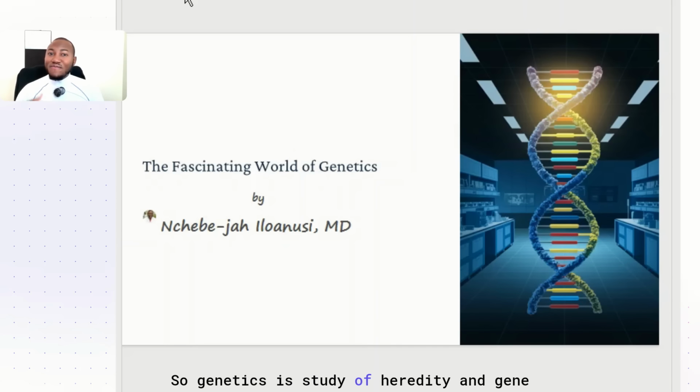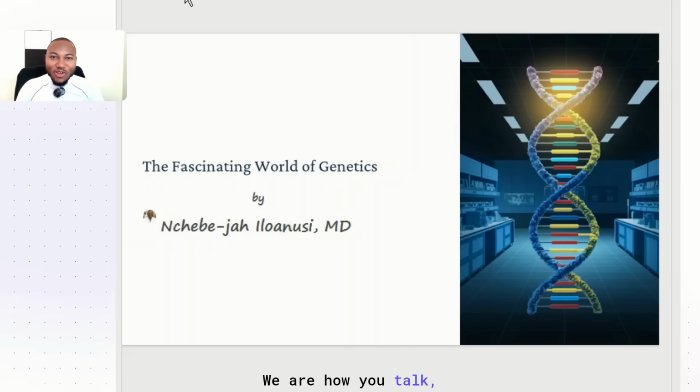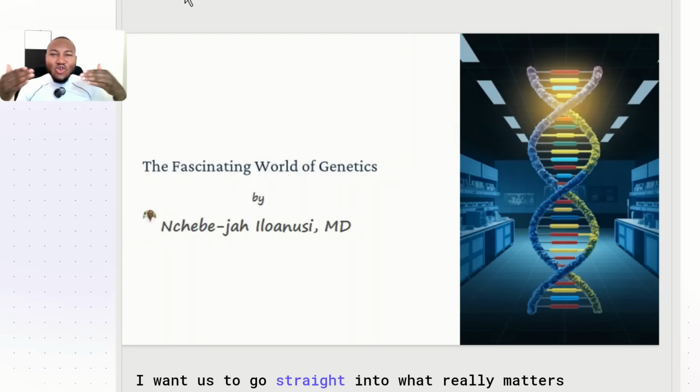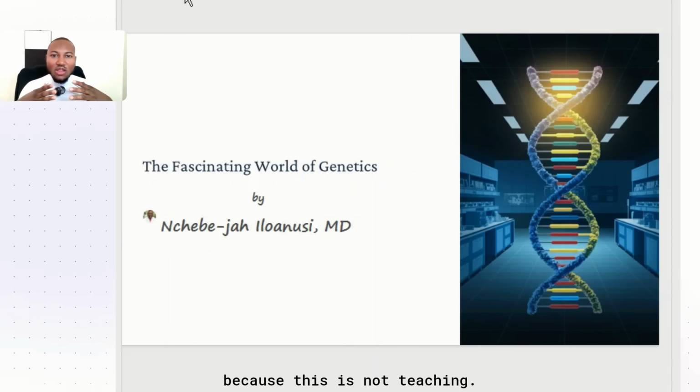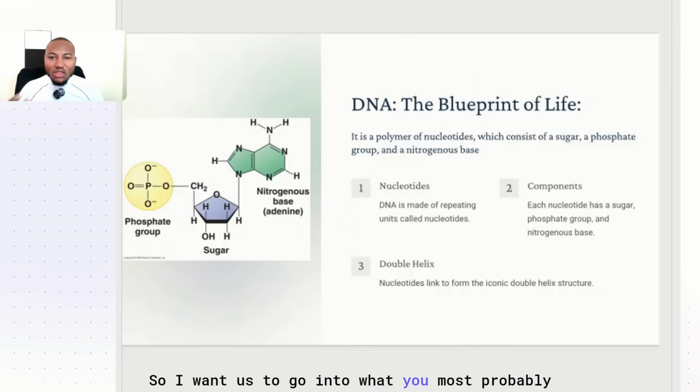So genetics is the study of heredity and gene transfer, right? Now, it's all about what makes us who we are. How you talk, how you smile, how you walk. Everything is all about genetics. Transferring traits from one generation to another. All right? That being understood, I want us to go straight into what really matters because this is not teaching. This is just a review, a rapid review.